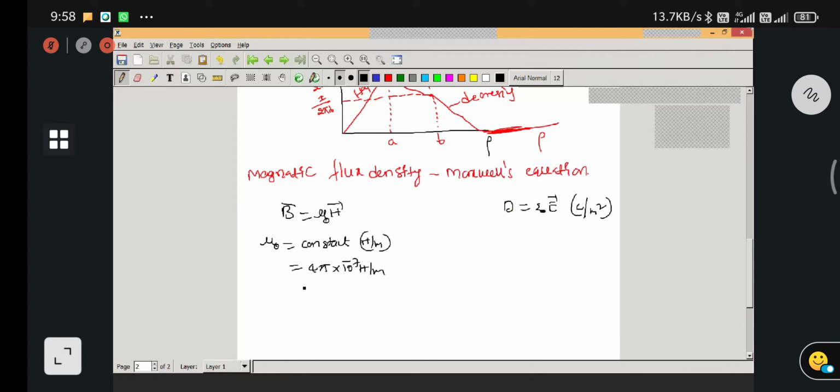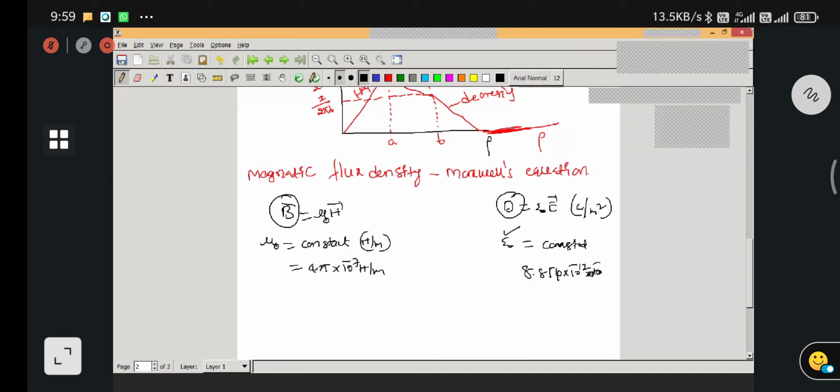This is the magnetic flux density, and this is the electric flux density, just comparing. Epsilon naught is also a constant value, the permittivity of free space. The value is 8.854 into 10 to the power of minus 12 Farad per meter, or for simplification, 10 to the power of minus 9 by 36 pi.